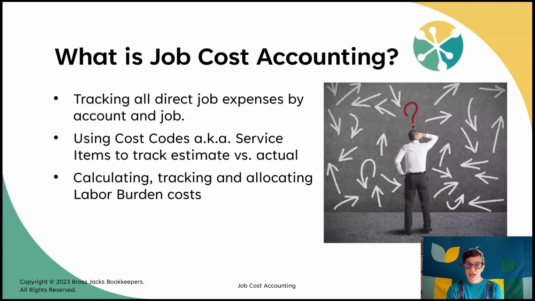Generally, we're always using cost codes, which is also called service items. It allows us to track estimate versus actual, and those cost codes, those service items, map to the chart of accounts, meaning we never code anything directly to direct materials as an account. Instead, we have all these items that are mapped, and I'll teach you mapping. So the whole estimate versus actual piece is a fundamental component to job cost accounting.